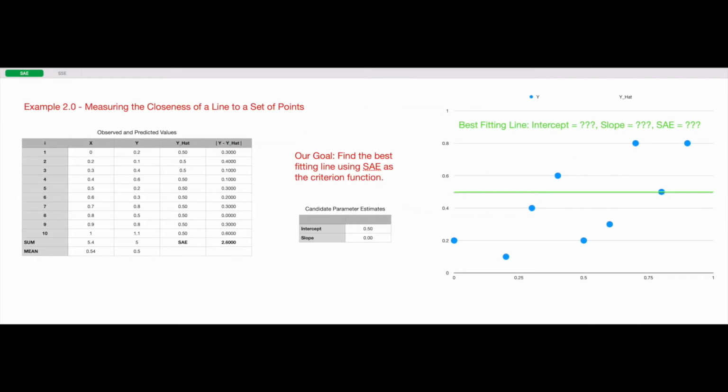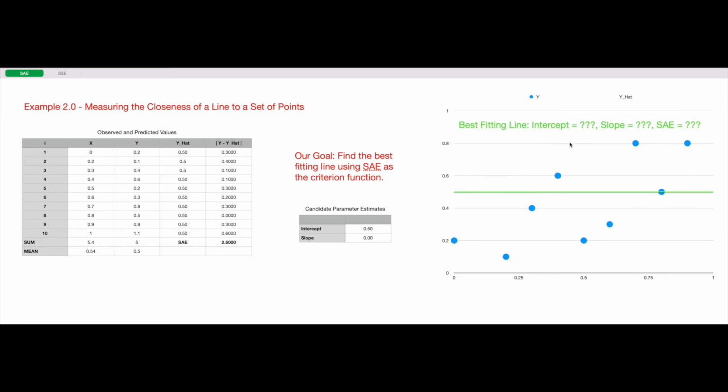All right, so we're going to be fitting a line to our data set visually, and we're going to fit a line to our data set using each of our two criterion functions. We're first going to use the SAE, the sum of the absolute error criterion function, to fit a line to our data set. And then after we do that, we'll use the SSE, the sum of squared errors, to fit a line to our data set. And so we have our data set here on the left-hand side in this table. And then we have a graph, a scatter plot, of the data points over here on the right.